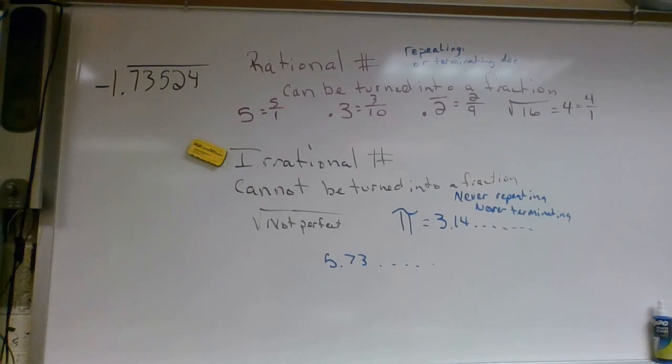Square root of 34. Irrational. Why? It's not a perfect square, so you can't take the square root of it. 0.27 repeating. Rational, because it's a repeating decimal. Done. And then the last one, square root of 49. Perfect square, so it is rational. Okay?